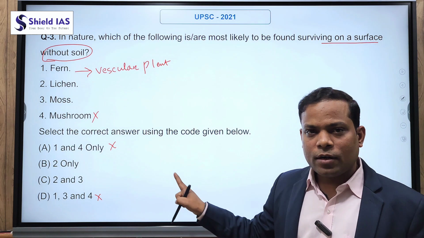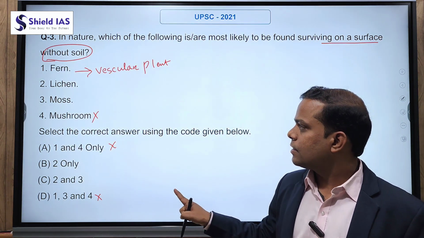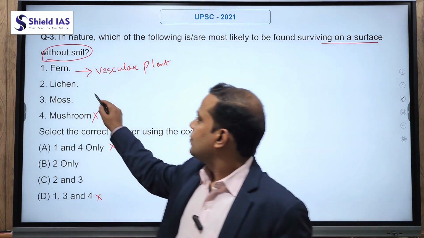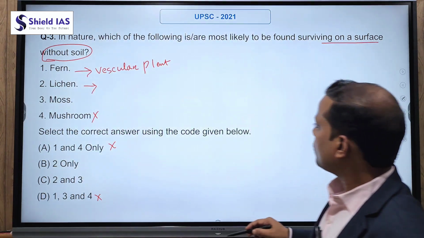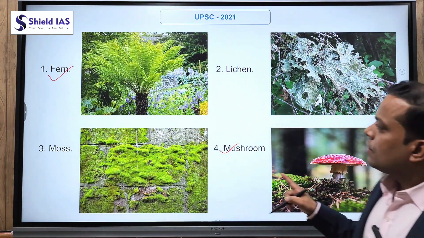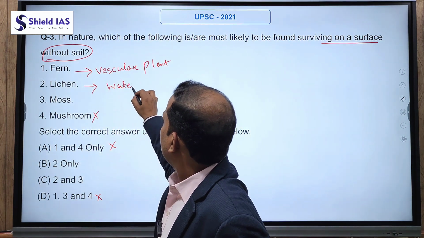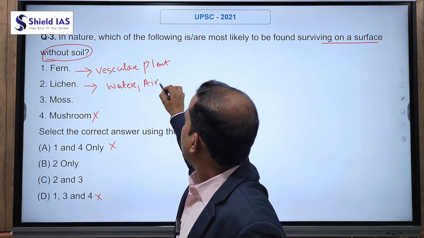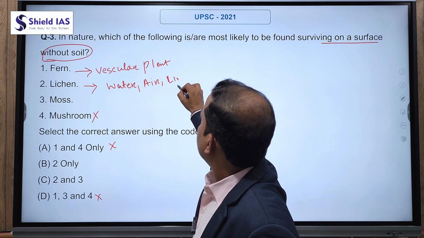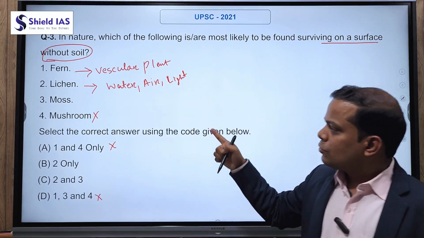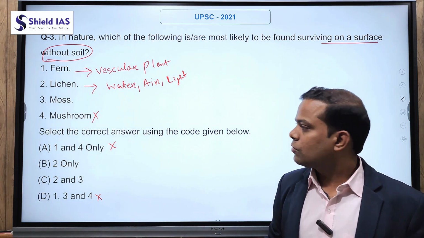Only 2 and 3 remaining, B and C. Lichens, you can see the picture over here. Lichens have some specific requirement. They can grow in water, they can grow in air, they can grow in light. So you can choose lichens, and also we can choose moss.